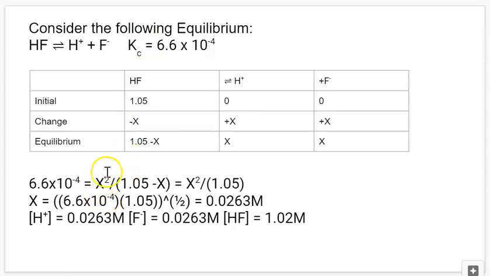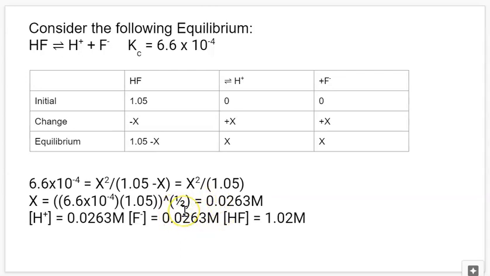So I'm going to have x squared on top because I'm going to have x times x for the products over 1.05 minus x. And then using that assumption from before, I'm going to omit x in the denominator. So then I'm just going to end up with x squared over 1.05. And then I can solve. I can multiply 1.05 by 6.6 times 10 to the negative 4, and then square root the whole thing.